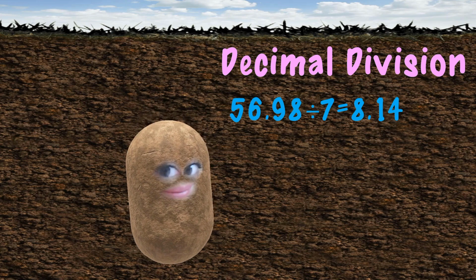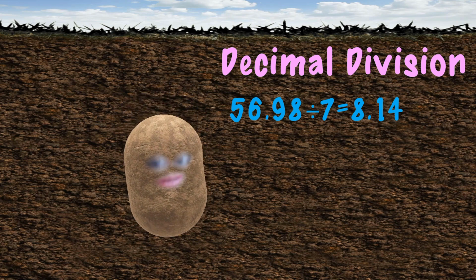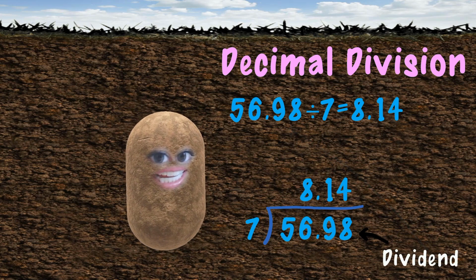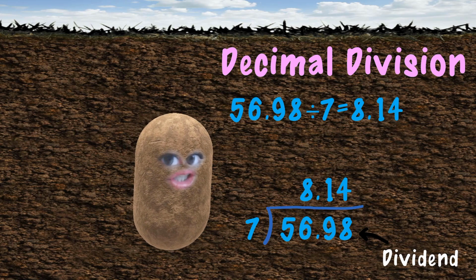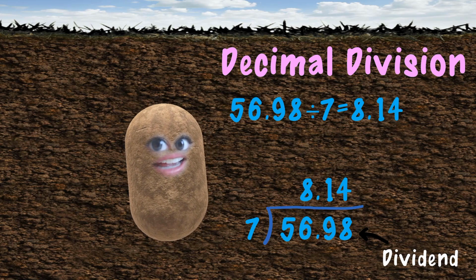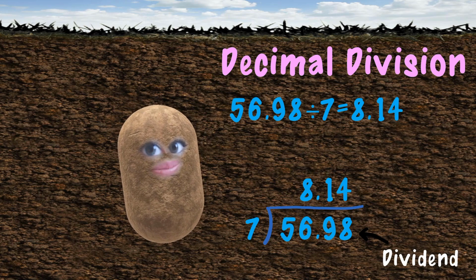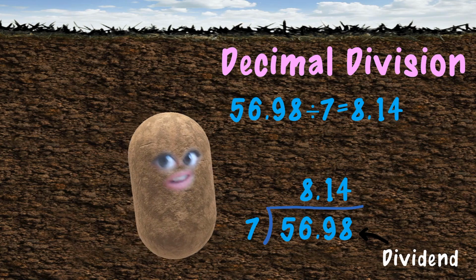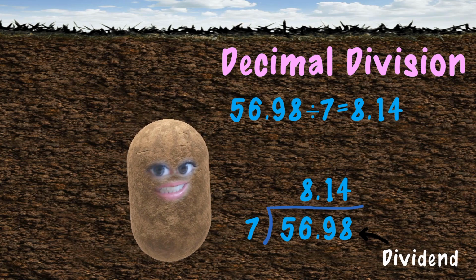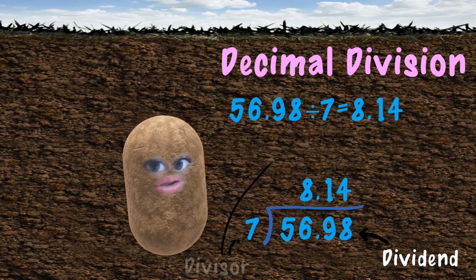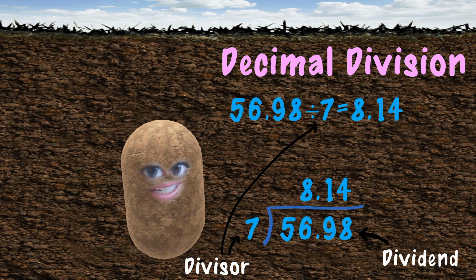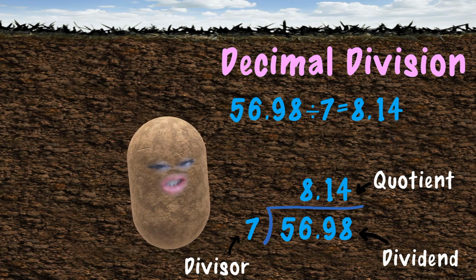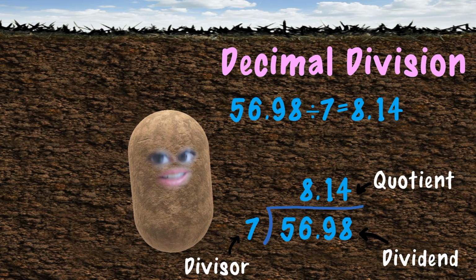So the number before the division sign, 56.98, is called the dividend. It's the thing that gets divided, split up, chopped up into pieces. It's like the cake. How many pieces or how much does each person get? Or the number of cookies, that's the dividend, the thing that we're sharing. Divided by 7 is how many pieces we cut it into, so it's the divisor. And the answer is called the quotient. 8.14 is the quotient. So remember these three words: dividend, divisor, and quotient.